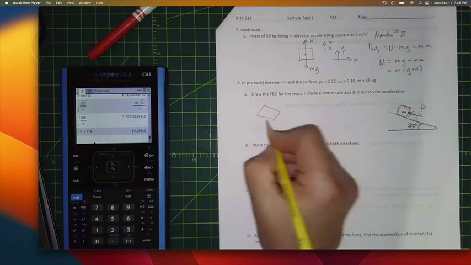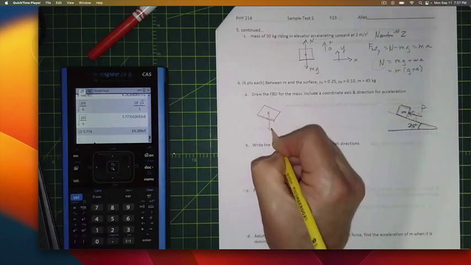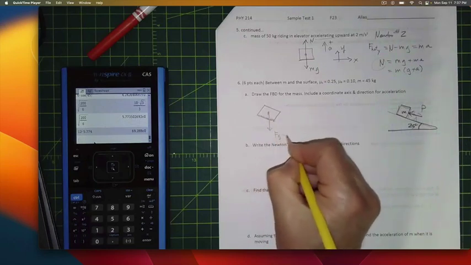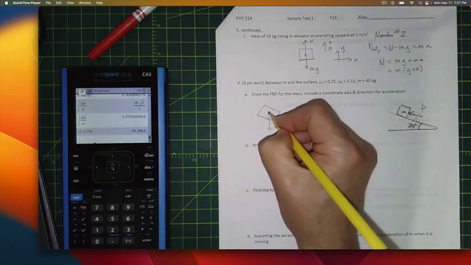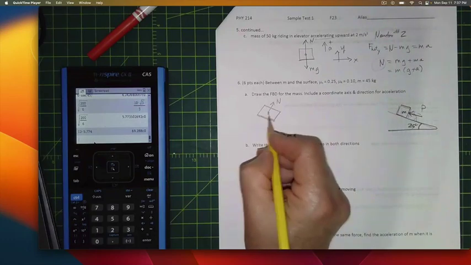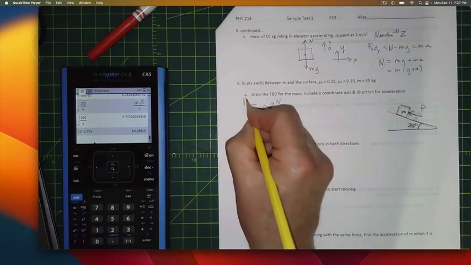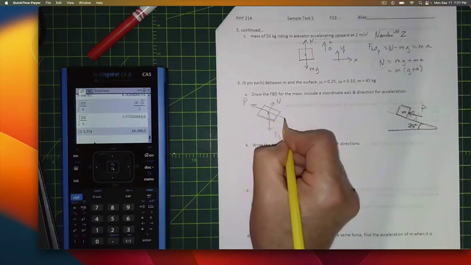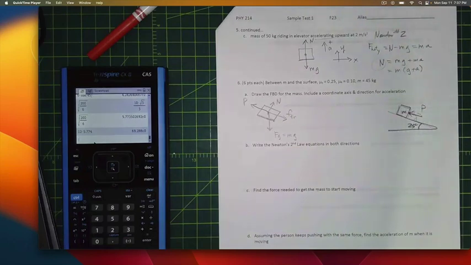All right, so here's our mass. We've got F of gravity, mg going down. We've got our normal force perpendicular to the surface. We've got friction. Since it's moved, let's go ahead and put the push up here, so we'll assume it's going up, so then friction is going to push against that, so we'll call this F of friction. Alrighty, that looks like pretty much all we need.